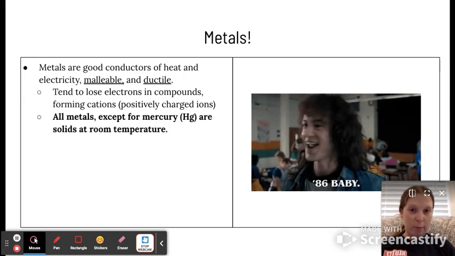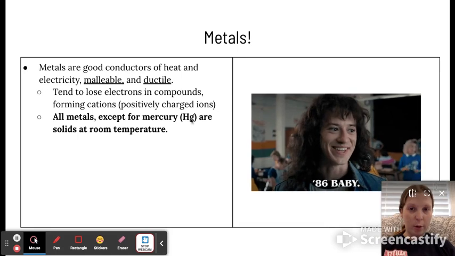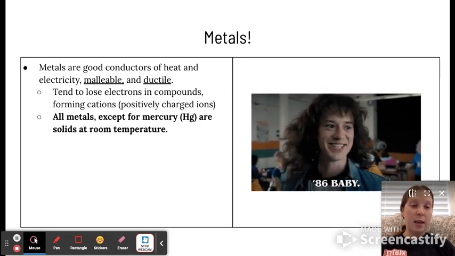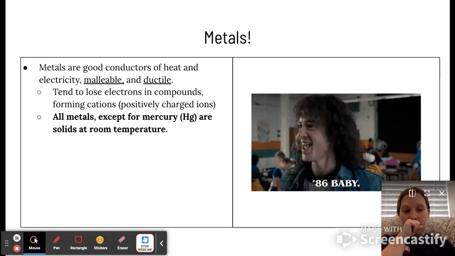All metals, except for mercury, which the symbol for mercury is Hg, are solid at room temperature. Mercury is liquid at room temperature.